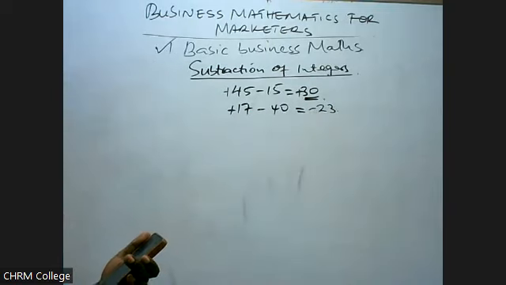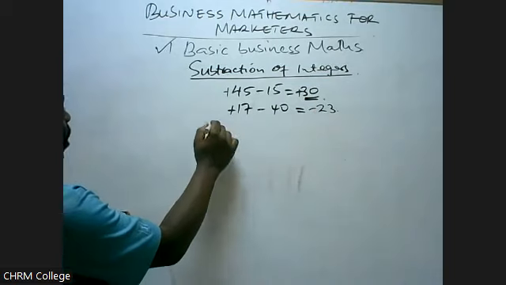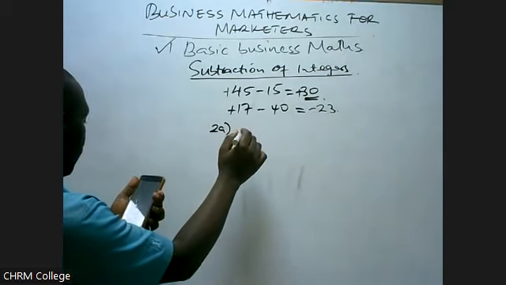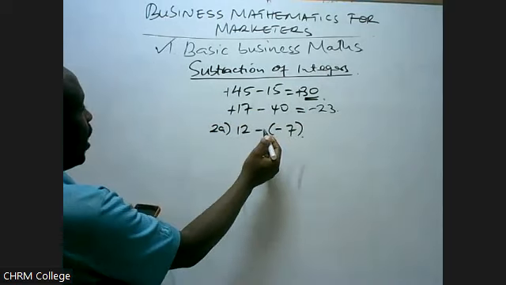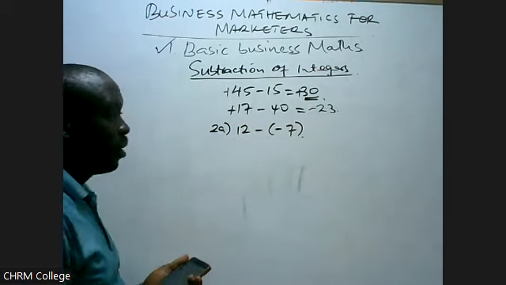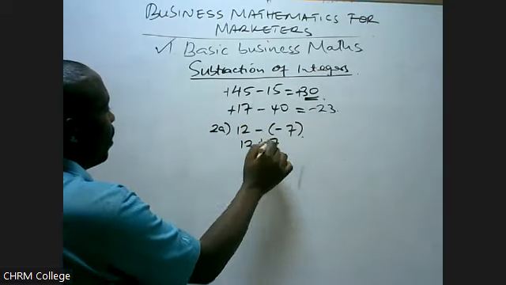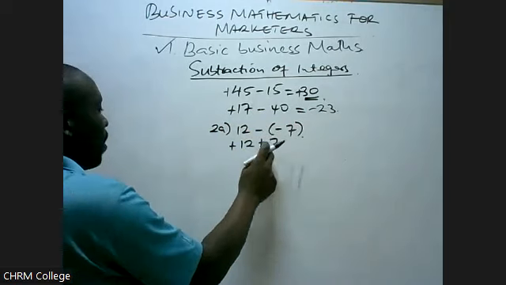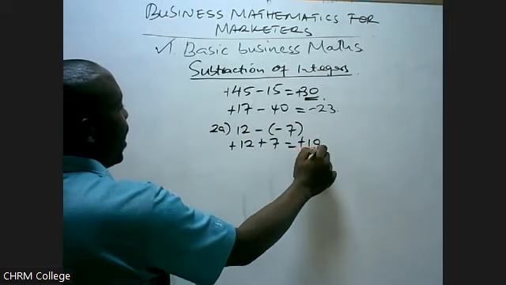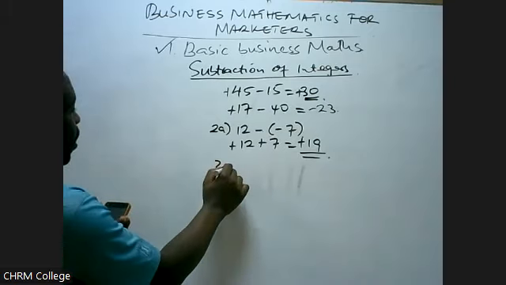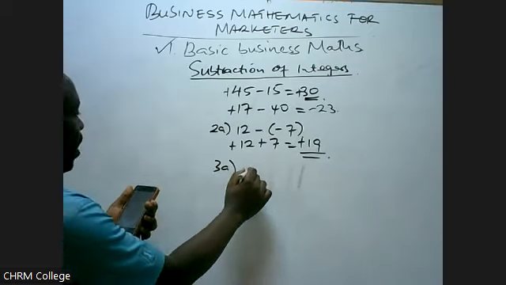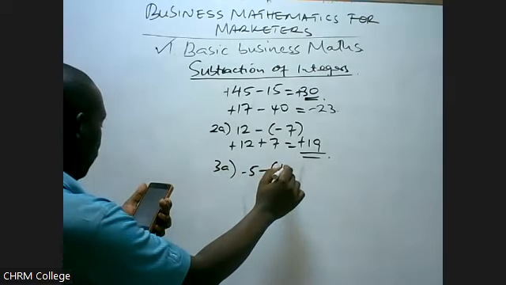Let us go to number 2A, whereby we are given 12 minus negative 7. Negative and negative, we say, will be positive. So we are going to have 12 plus 7. This is the same as positive 12 plus 7, which will give you positive 19. What about 3A? Whereby you are given negative 5 minus positive 16.